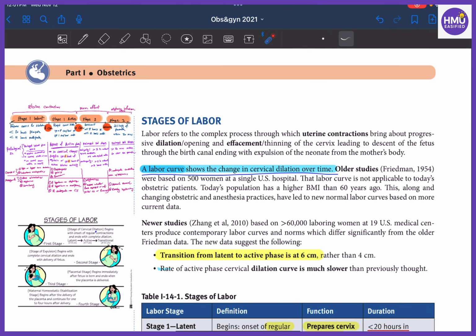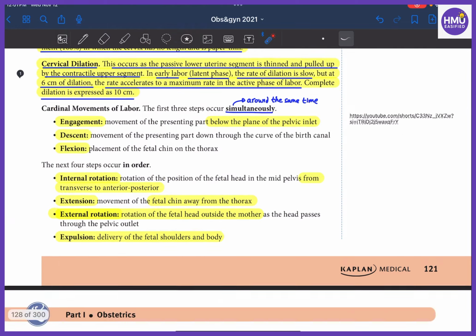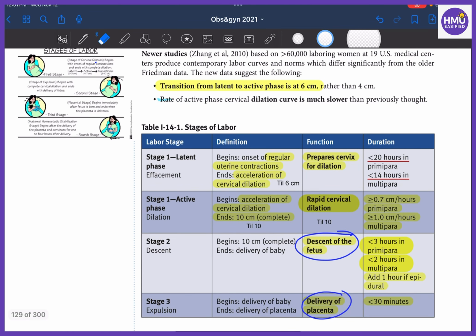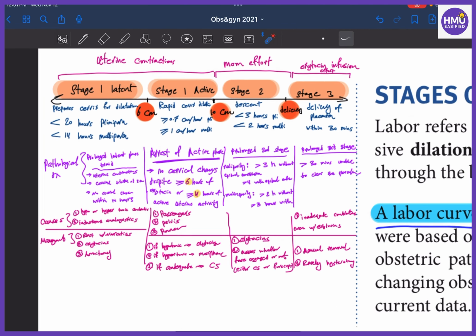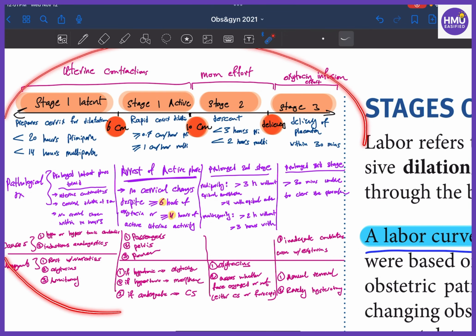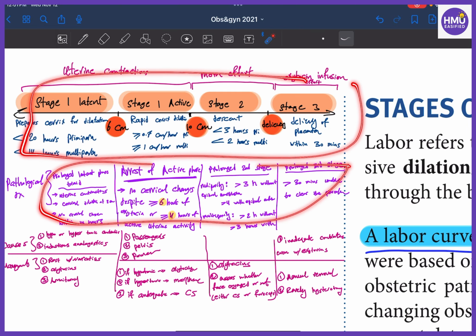So now we're going to talk about the stages of labor. We talked about it shortly in this little note, but now we're going to talk about it in full detail. At the end of the video, we're going to try to learn everything in this table. This is everything that we're going to learn in this video, but put in one table. But we cannot just explain everything at once, so we're going to do it part by part.